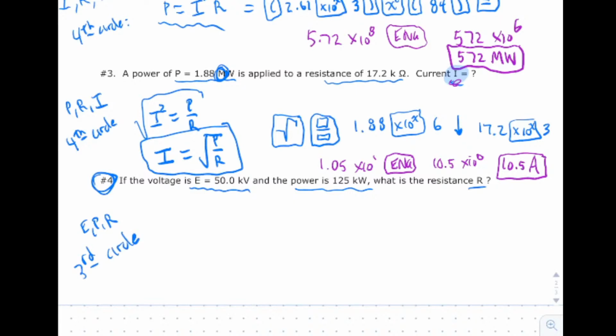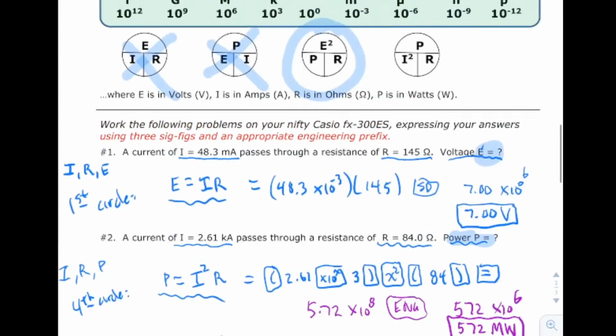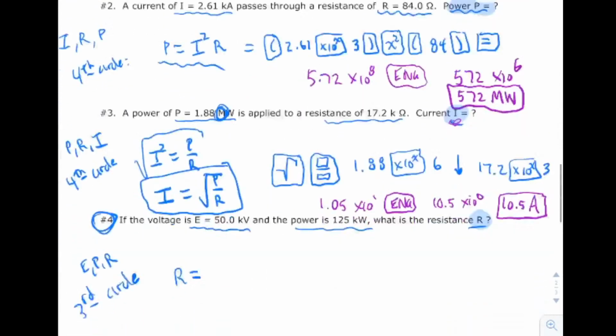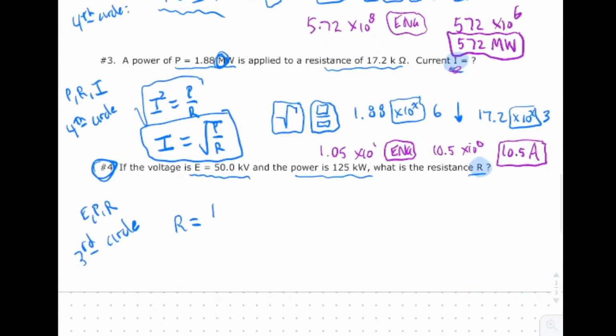Now we want to read from that circle a formula for R, because that's what we're trying to solve for. So according to that circle, R equals what? Come back up and look at that again. If I were to cover up the R with my thumb, I would be looking at E squared over P. R equals E squared over P.